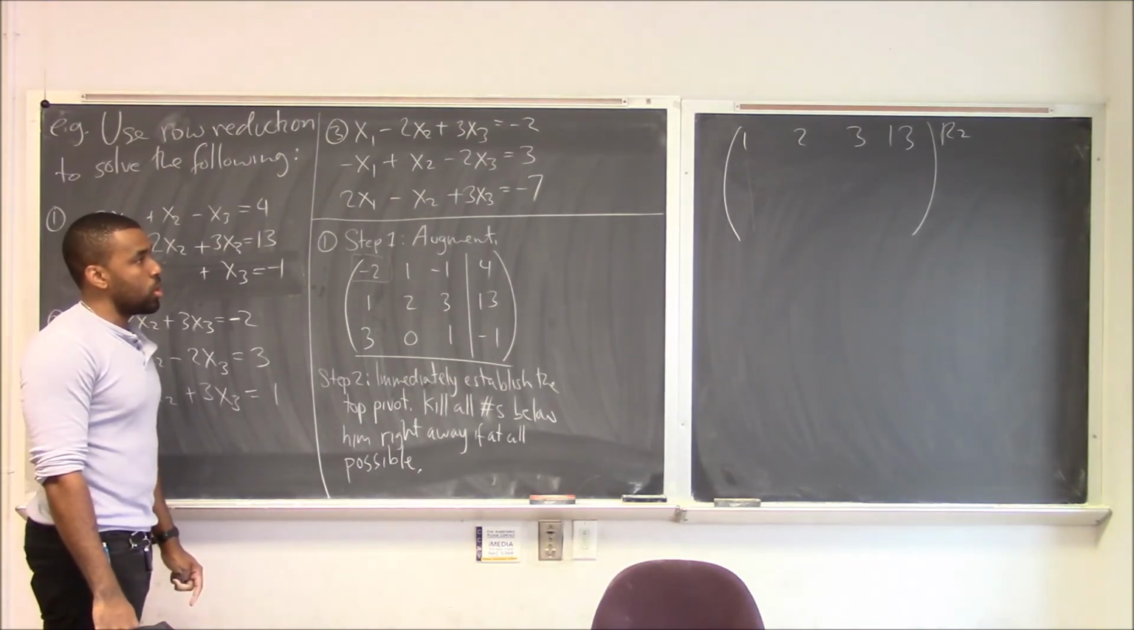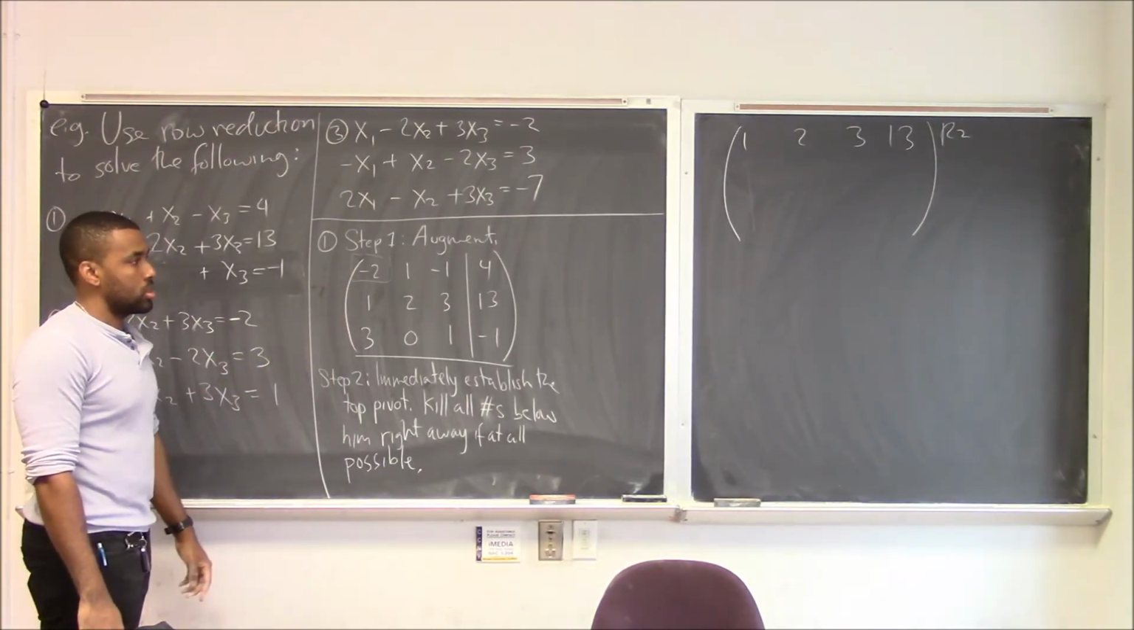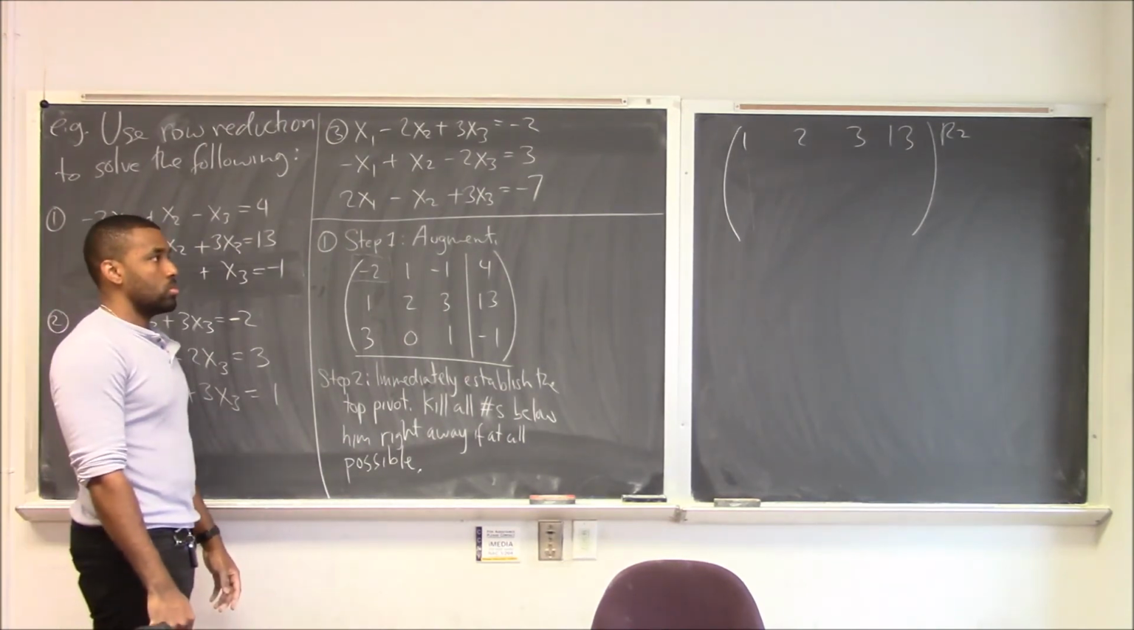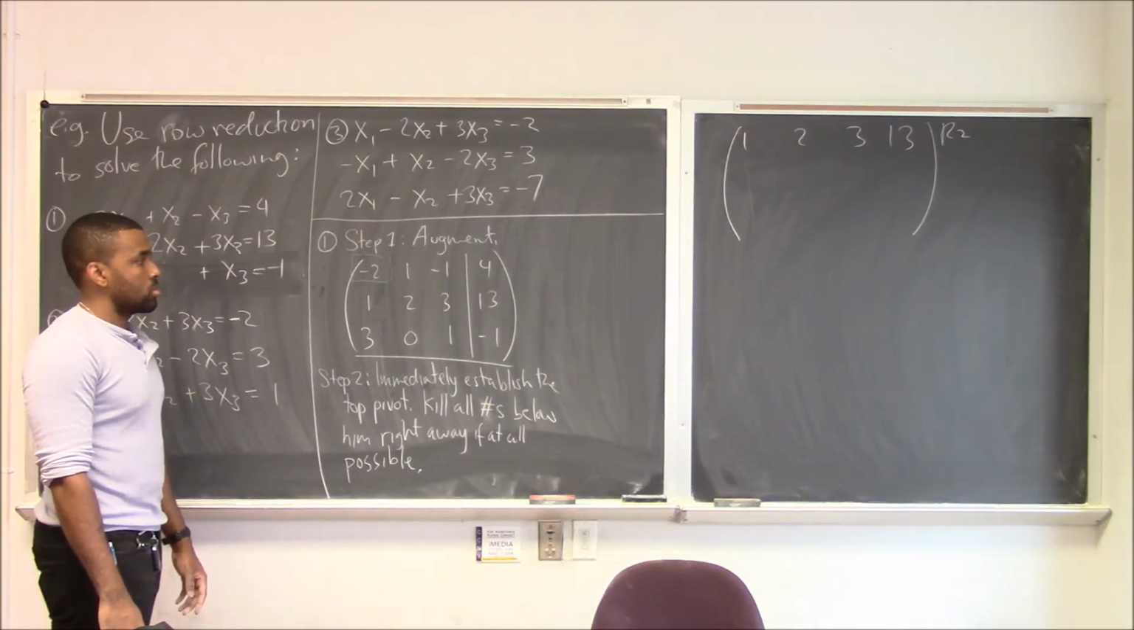Right, so I need to do 2 operations that are going to give me zeros in the first step. 2 type 3s. Okay, well, how? Give me a couple. Multiply the first row by 2 and add it to what is now the second row.